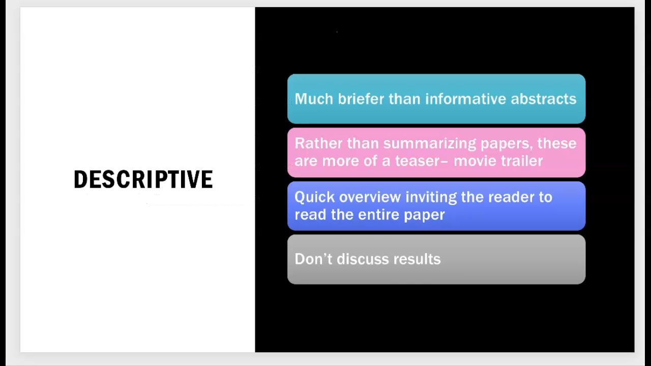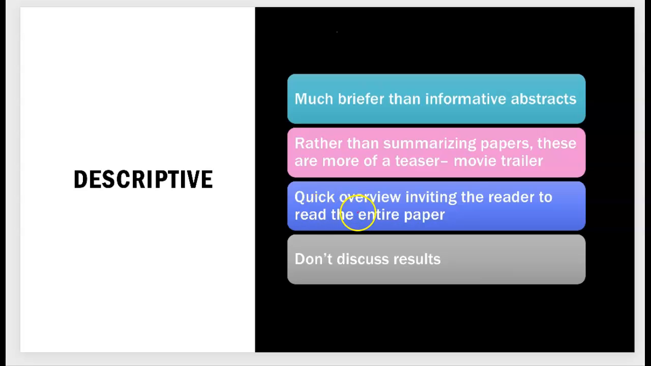So last but not least, this is the kind of abstract that I want you to write. It's a descriptive abstract. It is much briefer than informative abstracts in some ways because you're not describing methods or anything like that. And instead of summarizing the paper, it's more of a teaser. It's a movie trailer. It kind of gives an overview or a glimpse of what the reader will see.